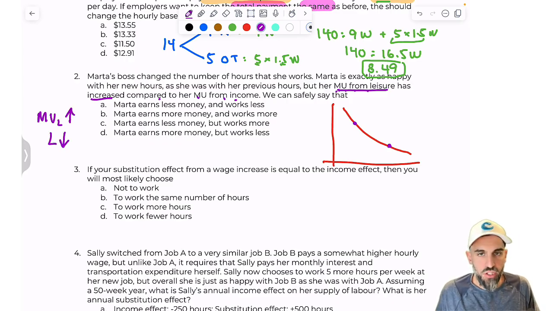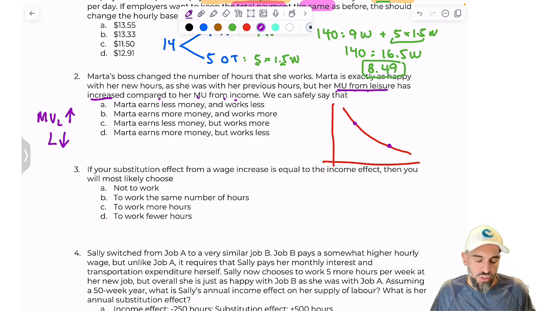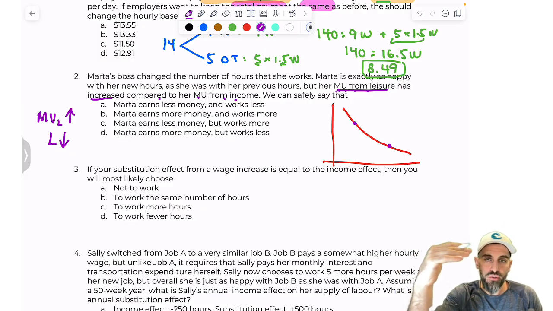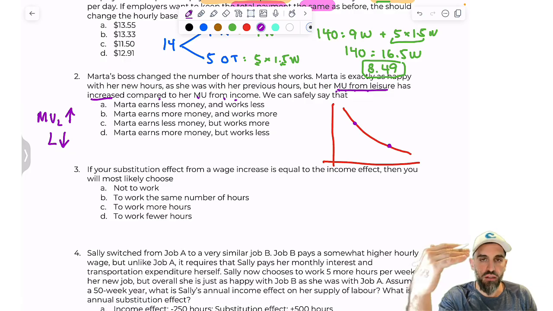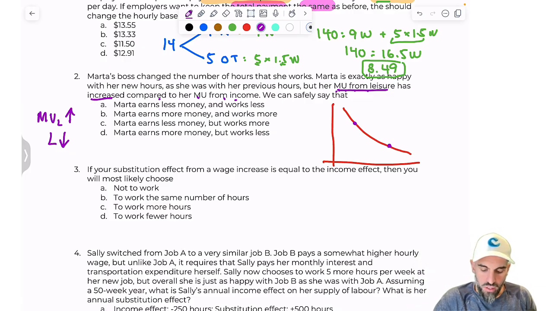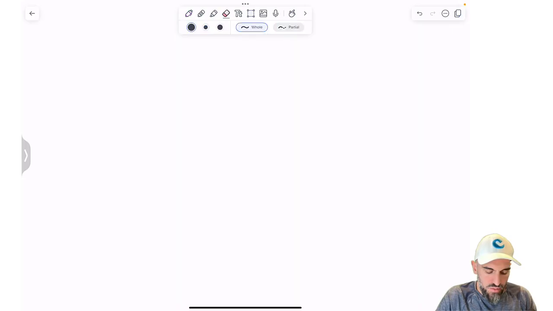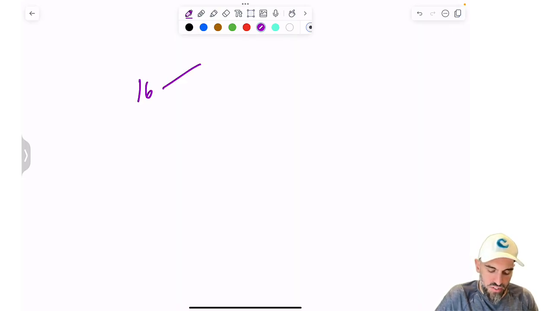This is the law of diminishing marginal returns. It applies to pretty much anything. When you consume more of something, then the marginal utility or the satisfaction you gain decreases. For example, let's say you had 16 hours in a day, and you spent all 16 of those hours working and had 0 hours of leisure.